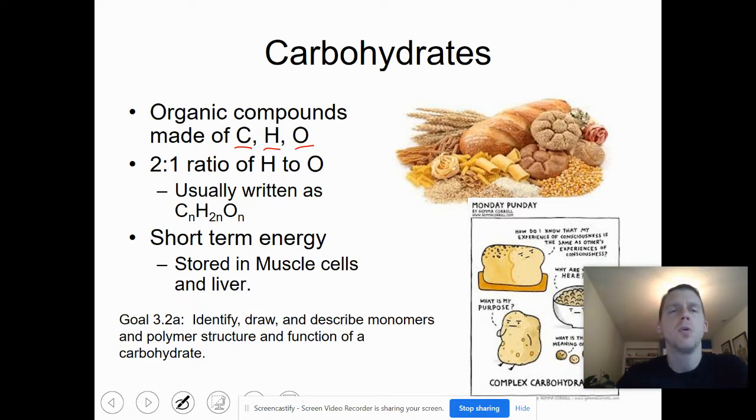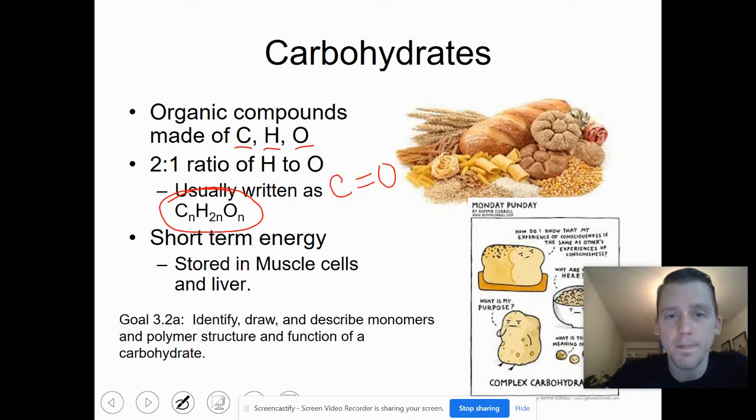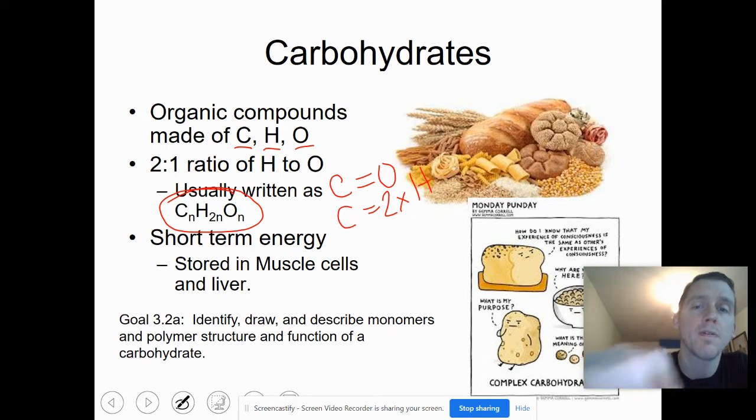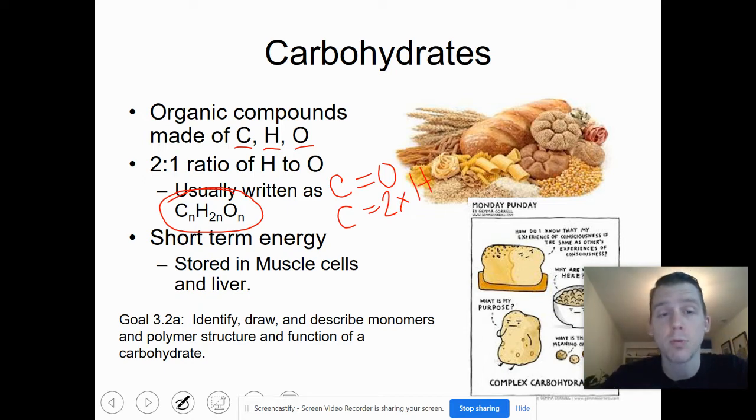Carbohydrates have a special formula or a special ratio that I'm circling down here. So what you'll see there is it's written CnH2nOn. What that means is that for any carbohydrate, the amount of carbon is going to equal the amount of oxygen. So if there's 3 carbons, you can expect 3 oxygens. What that also means is that the amount of hydrogen is equal to 2 times the amount of carbon. So you will have twice as much hydrogen.